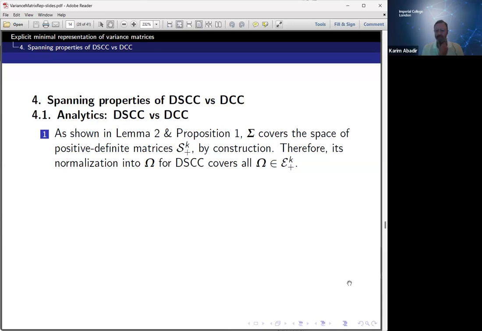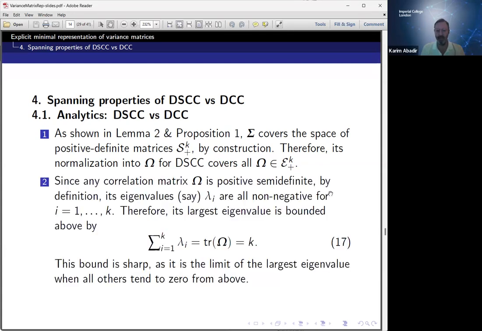By definition, and we've seen in Lemma 2, which gives the equivalence of the representation, and Proposition 1, which gives the explicit representation of Sigma, we cover the space of positive definite matrices, denoted by S plus K. And the corresponding normalization for correlation matrices, Omega, is covered. The elliptopes of dimension K, positive definite elliptopes, are covered. Now, before I go on to analyzing something like a DCC model, I want to see what is a measure of shortcoming or lack of spanning that a model can suffer from.